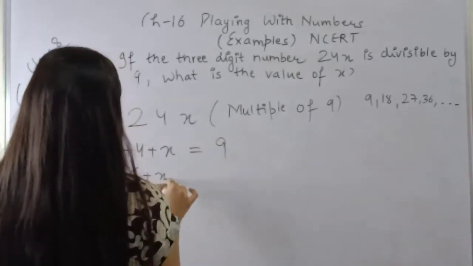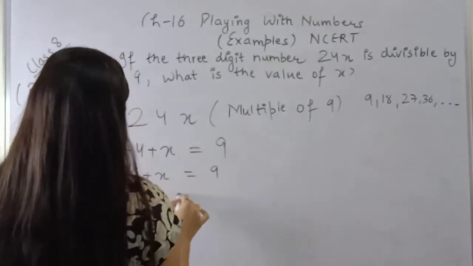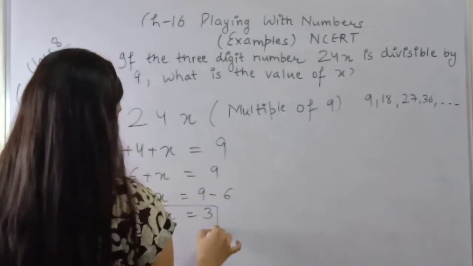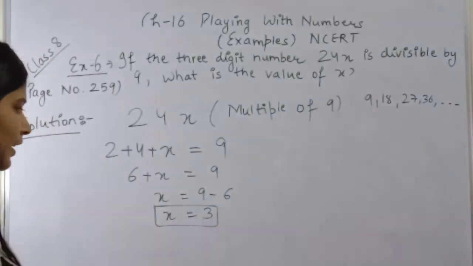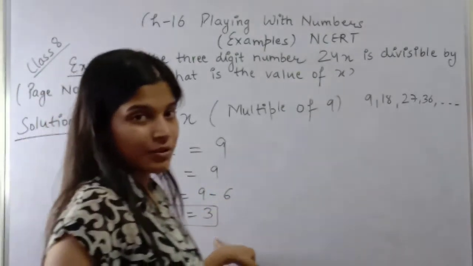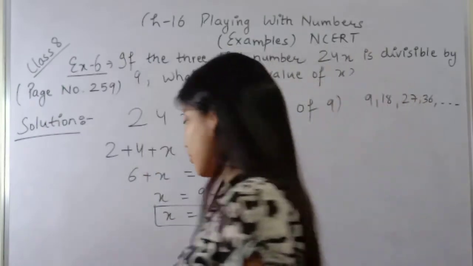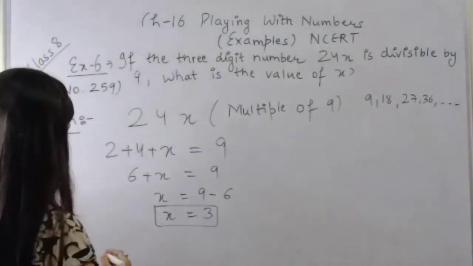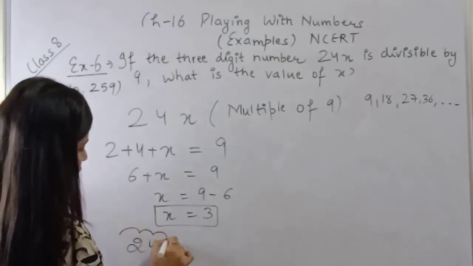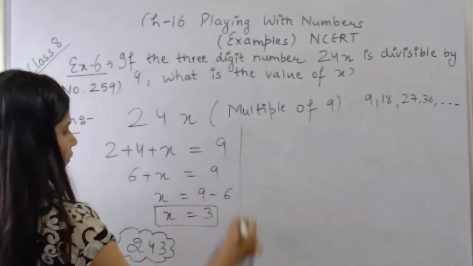So ये हो गया 6 plus x equals to 9, x equals to 9 minus 6, so x would be equal to 3. 9 minus 6 हो गया 3. So x equals to 3. So the first value of x is 3. So the number is 243. 243 है multiple of 9.